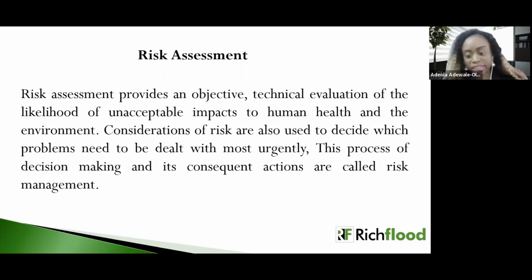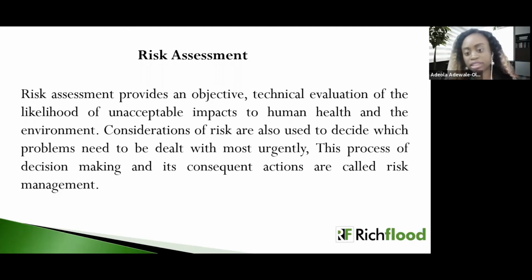And then risk assessment now provides an objective and technical evaluation of the likelihood of unacceptable impact to human health and the environment. And we need to put into consideration the various categories of risk that exist, because this is going to help to decide which problem needs to be dealt with most urgently. And the process of this decision-making and its consequent action is what we refer to as risk management, which we will still touch upon very shortly.